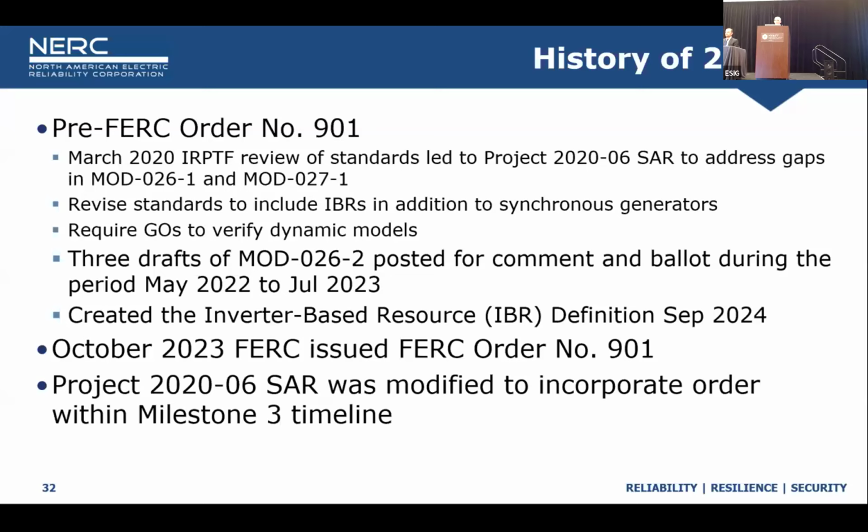That group went through three drafts, and all those went out to ballot, but then they had to call an audible because the milestone 3 standards needed a definition for IBRs. And so they tackled that issue. And by the time they pivoted back to the standard, FERC issued Order 901. So then the 2020-06 project SAR was modified to include some of those things. The main things that were added, and we'll cover these a little later, were the verification process, addressing registered and non-registered IBRs, and validation with actual system data.